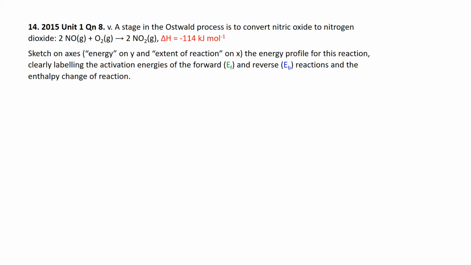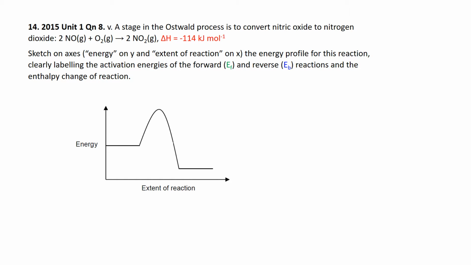Now we're into the energy aspects, which of course, when studying kinetics, are dominated by the activation energy. Here we have a very standard reaction. Sketch on axis the energy profile for the reaction, labeling activation energies, forward and reverse reactions, and the change of the reaction. Well, when you have a one-step reaction, these pictures only vary in whether the products are higher than the reactants, when delta H is positive, or lower than the reactants, as is the case here, when delta H is negative.